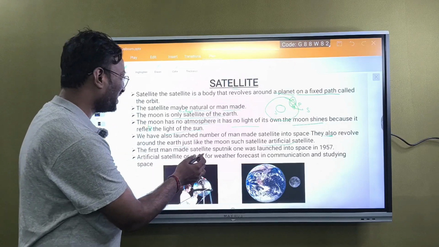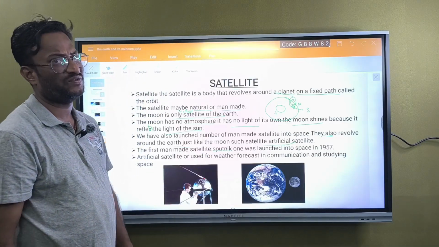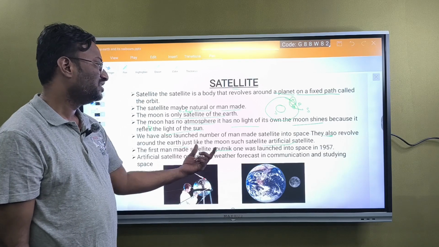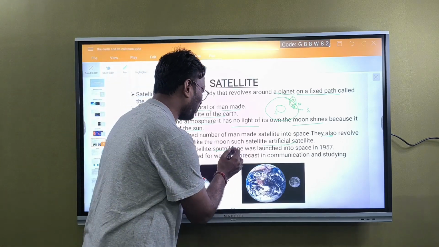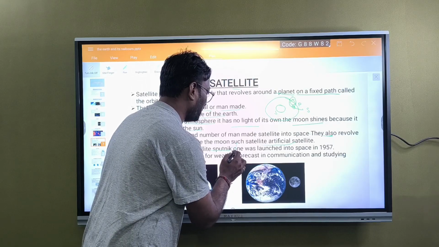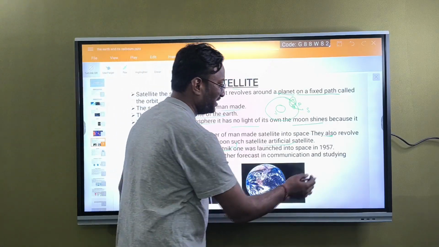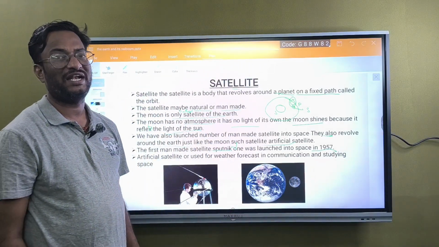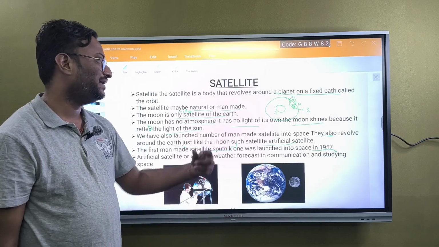The first man-made satellite is Sputnik. Remember children, this is very important for your general knowledge. Which is the first man-made satellite? Sputnik 1. It was launched into space in 1957. When was the first satellite launched? The first satellite was launched in the year 1957.